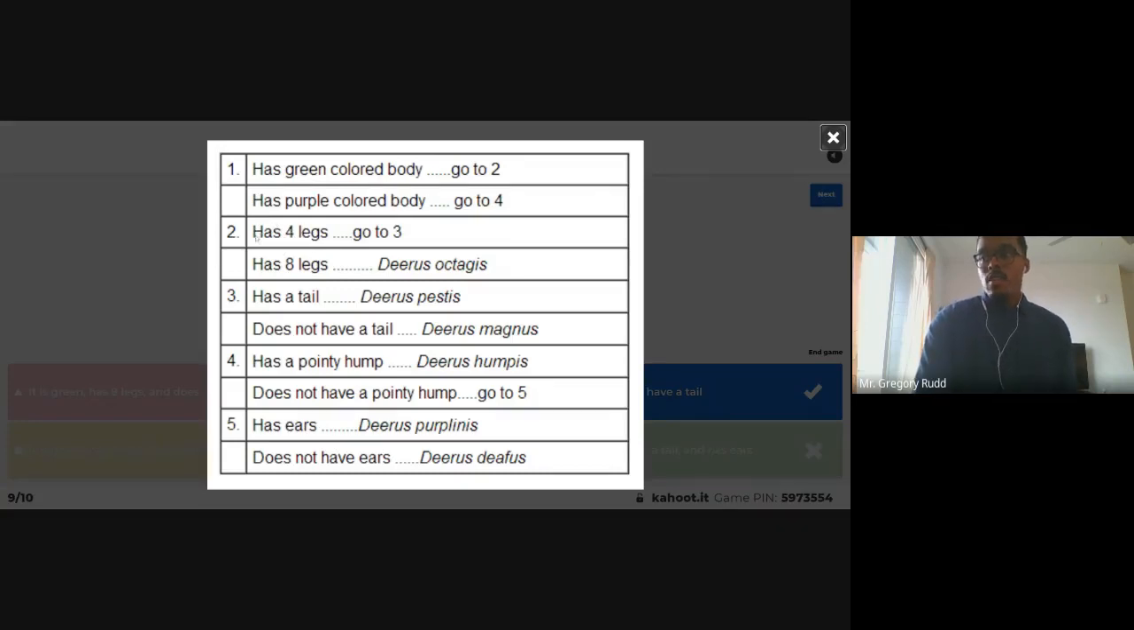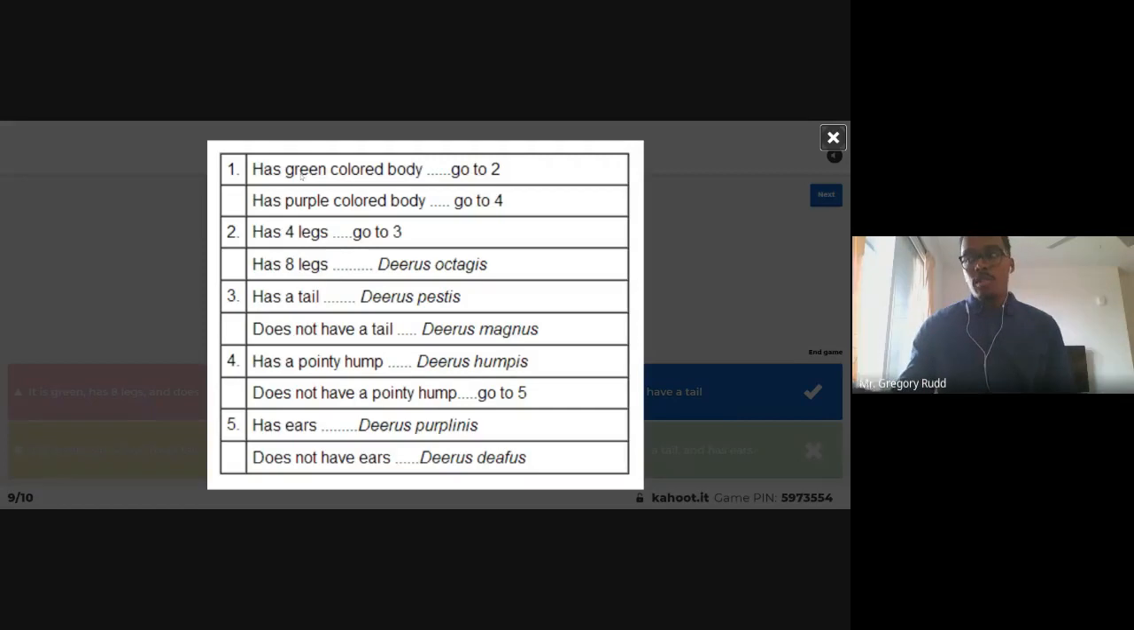Having 4 legs is in question set 2, so we need to now find the clue that told us to go to question set 2. It has a green-colored body. All right, so that's how you find the traits based on these dichotomous keys. Again, dichotomous keys provide you with 2 options. It says, if this, then do this. If this, then do this. Or if this, then your species is this. So you can work forwards.